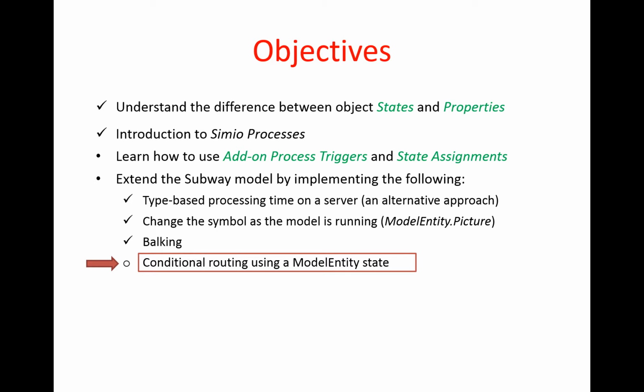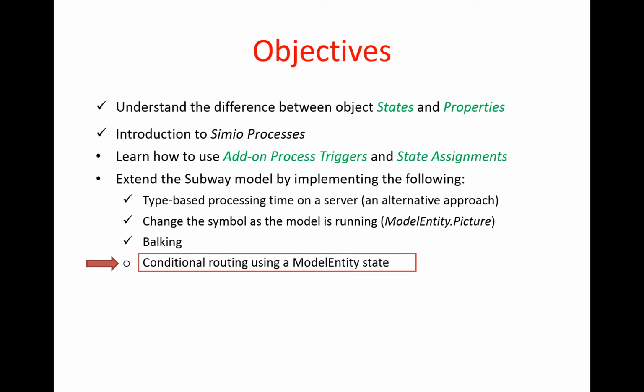Now I would like to make a couple of notes here. First of all, we started this module with a complete model of the Subway restaurant that we had developed in previous modules. So if you would like to learn more about the model development and the verification process, you can go back and refer to the related modules where we cover these topics. Also, we have a whole module dedicated to different types of routing logic, and in fact we cover conditional routing in more depth in that module.